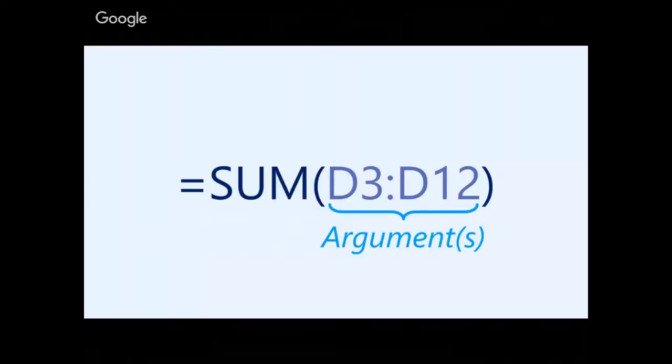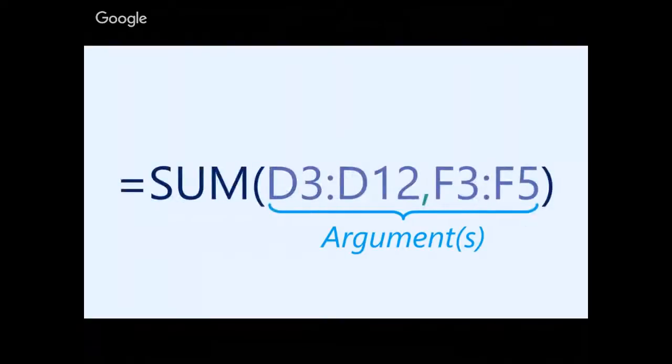In this example, we only have one argument, even though there are 2 different cell references. This is called a range of cells, or a cell range. A cell range is represented by 2 different cell references with a colon in between. In this case, the range consists of all the cells between D3 and D12. If you want to use more than one argument, you'll need to separate each one with a comma.